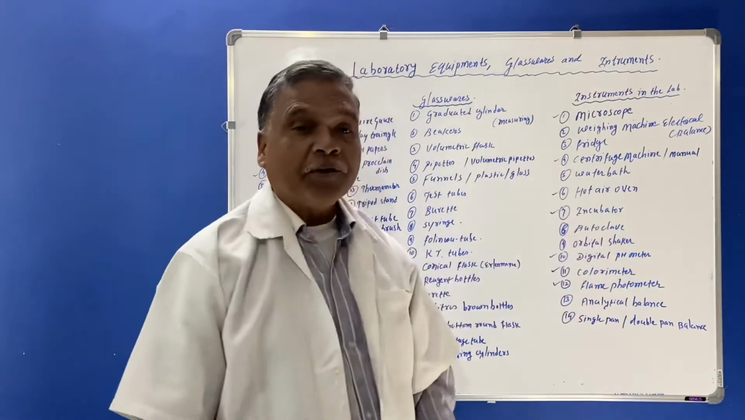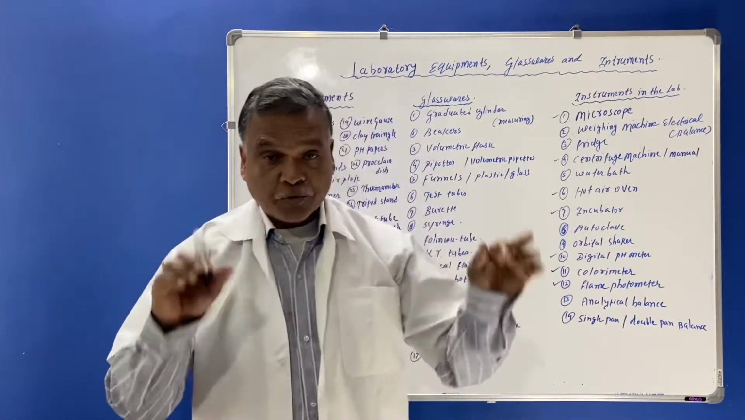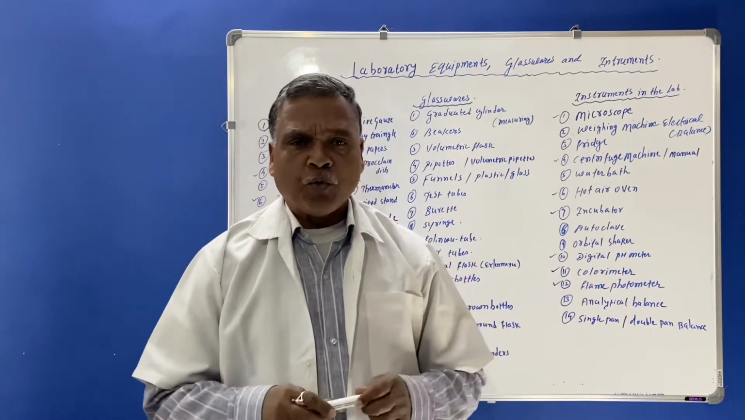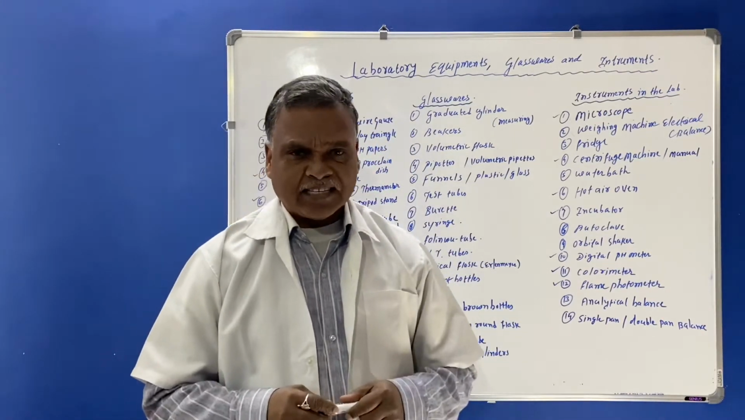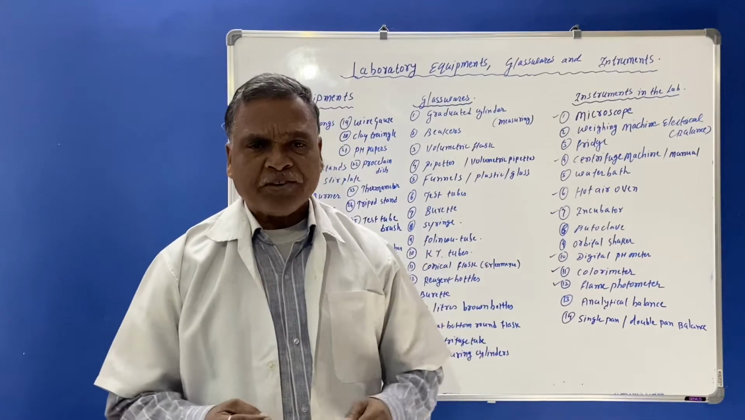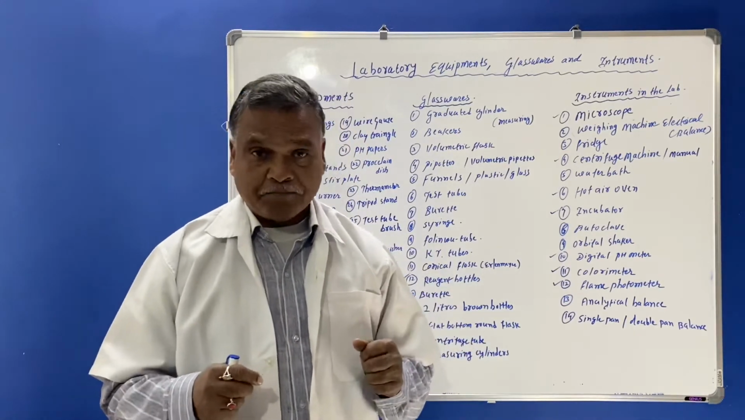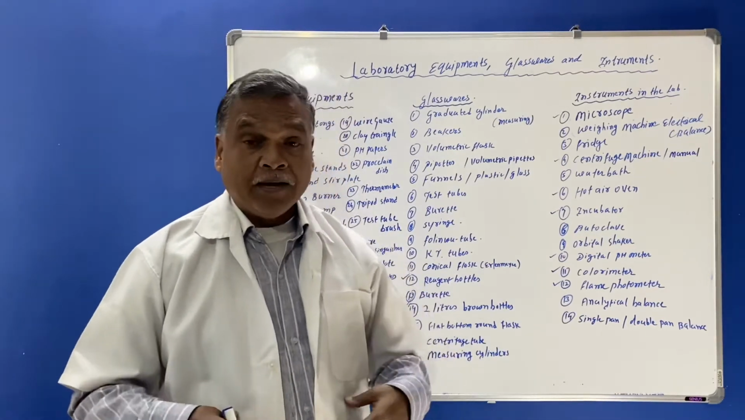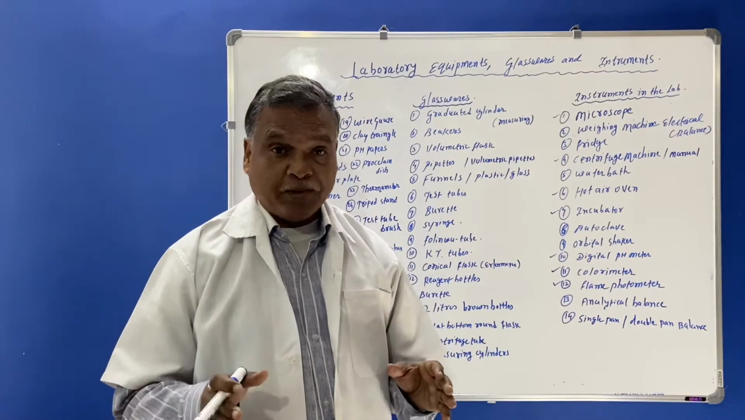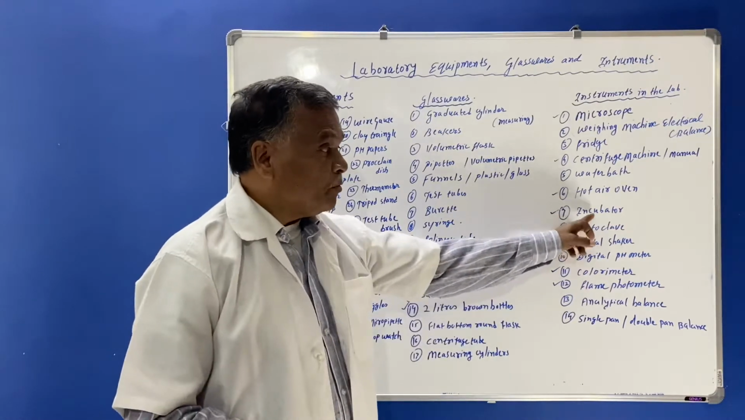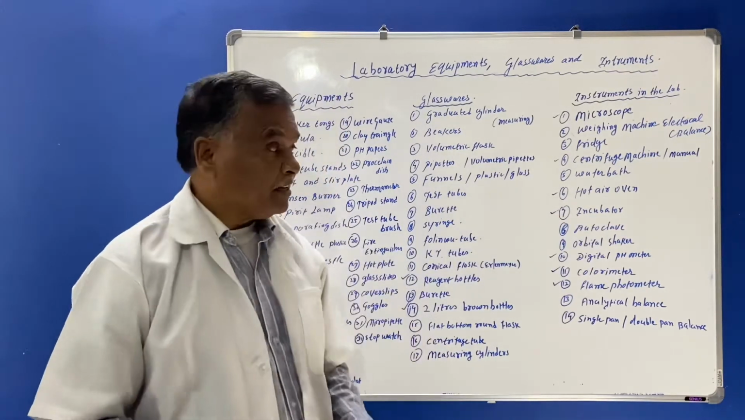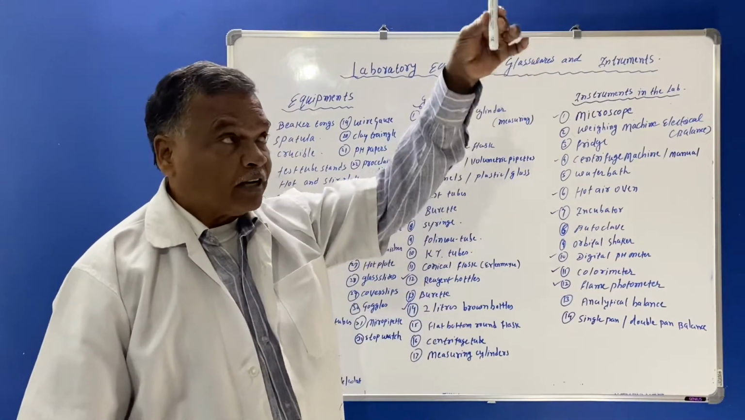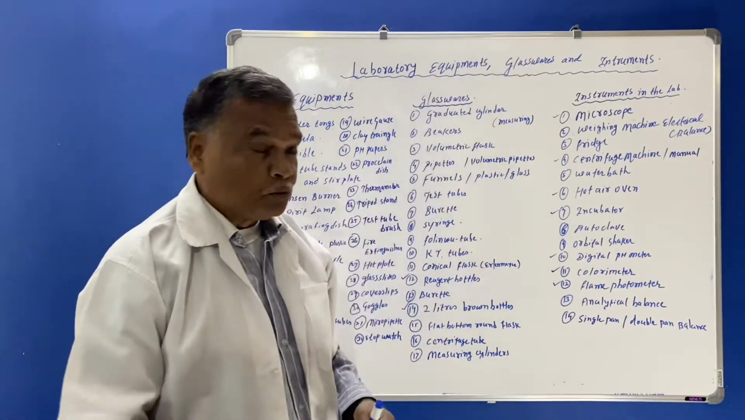Then an incubator will be there, and this incubator is useful for enzymatic reactions. Now you must know that body temperature is 37 degrees, and at this temperature the enzymatic activities take place, and this incubator is maintained at 37 degrees by applying a thermometer to it.